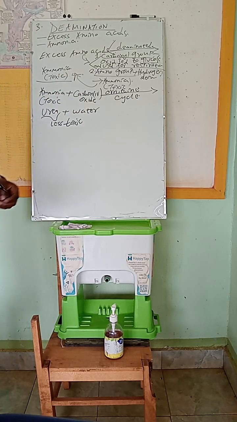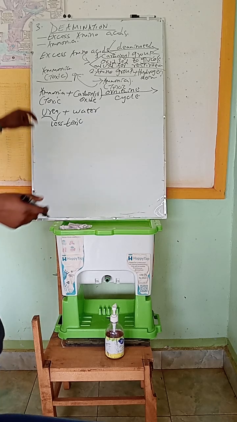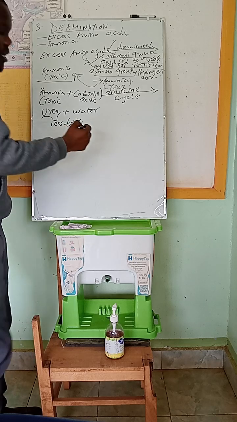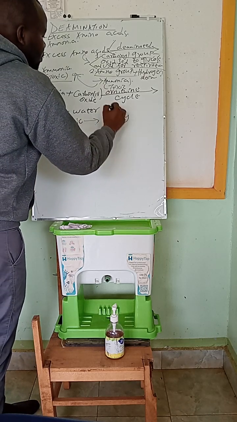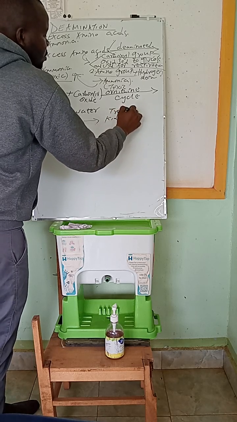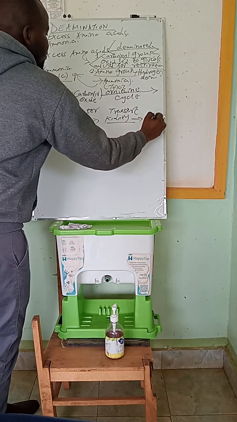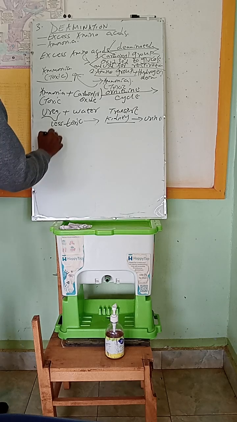So let's explain what happens. This one now will be transported to the liver. Not to the liver, it's in the liver, it will be transported. This has to be transported to the kidney, where it will be eliminated as what? Urine. And the last one is about detoxification now.